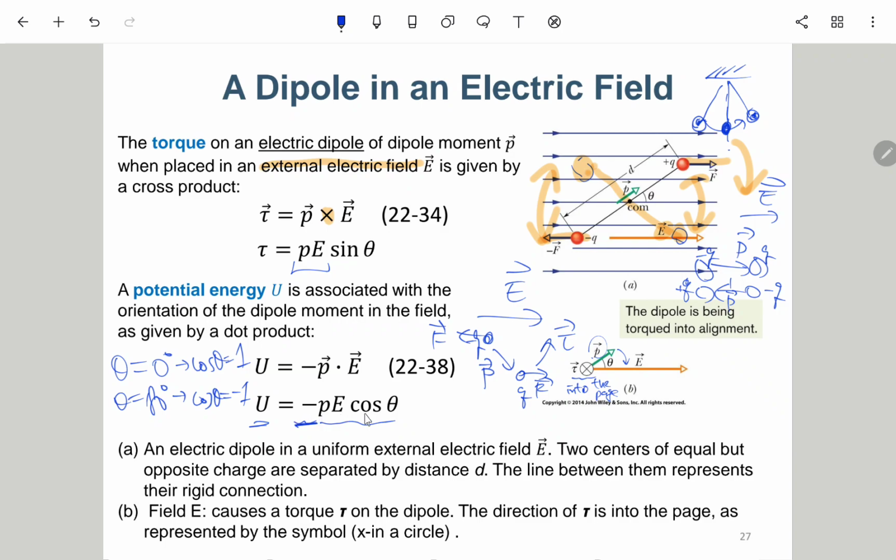Okay. So this is about the torque and the potential energy when we put the dipole in a uniform electric field.